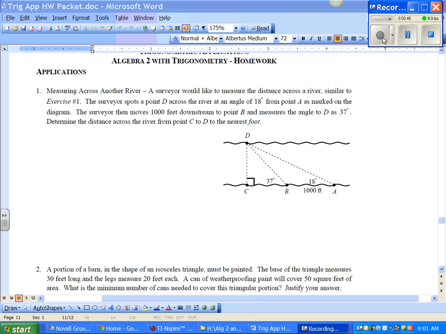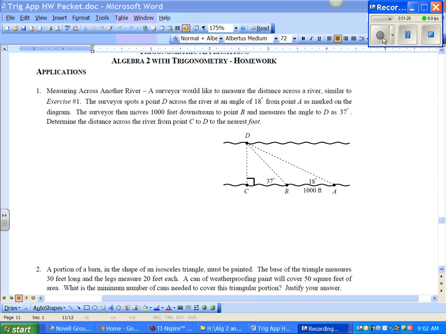So number 1 says, measuring across another river. A surveyor would like to measure the distance across the river, similar to exercise 1, which we don't have in front of us, and that's okay. The surveyor spots a point D across the river at an angle 18 degrees from point A, as marked on the diagram. Everybody see point A? Picture yourself standing at point A, looking at point D. The angle that your vision is looking is 18 degrees. Make sense to you?